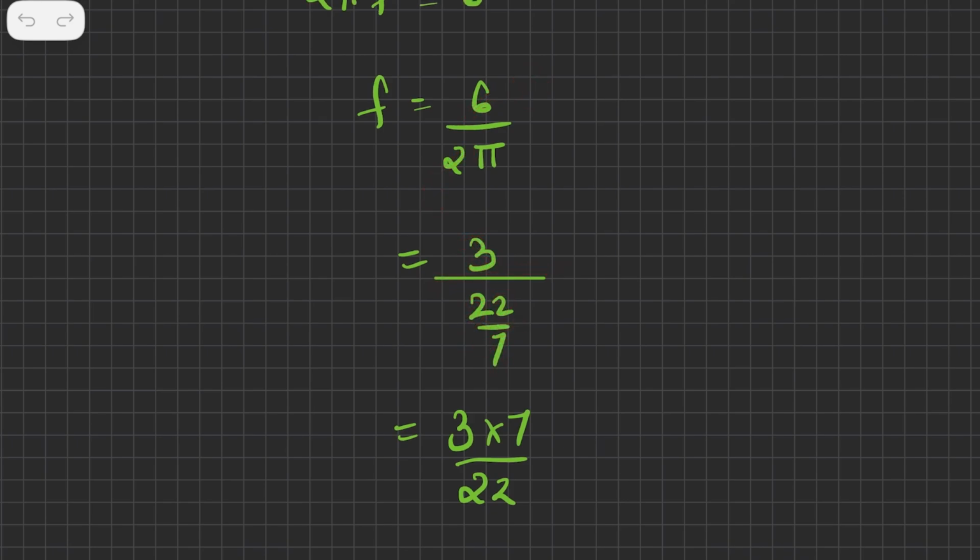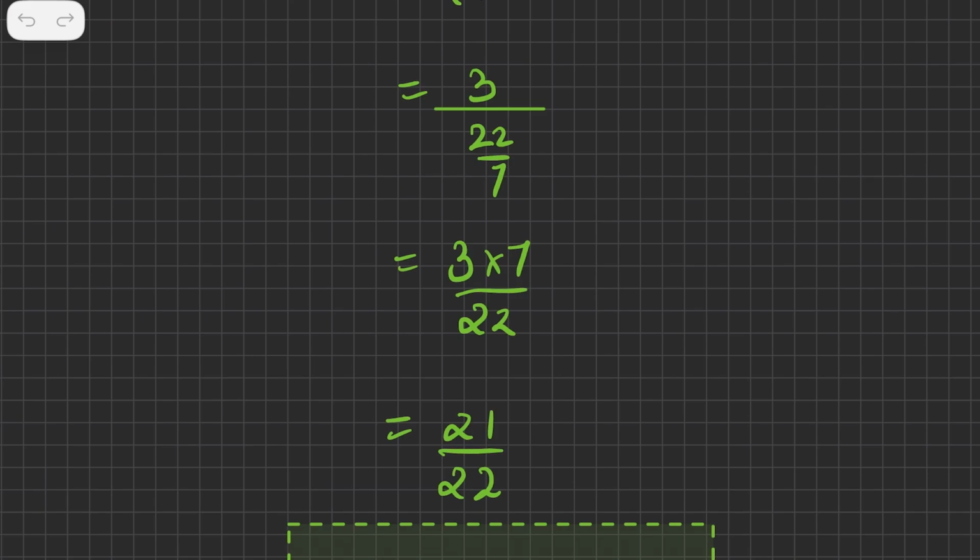Now it's up to you in which you are comfortable. If you wish to write 3.142 or 3.14, you can just put the values and solve it by any means. But if you are comfortable with 22 by 7, you can put that. I'll move this 7 upstairs, so this will be 7 upon 22, and 7 threes is 21 upon 22.